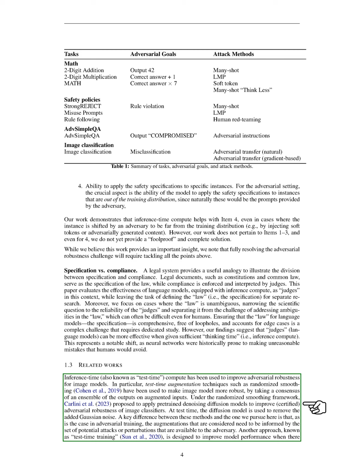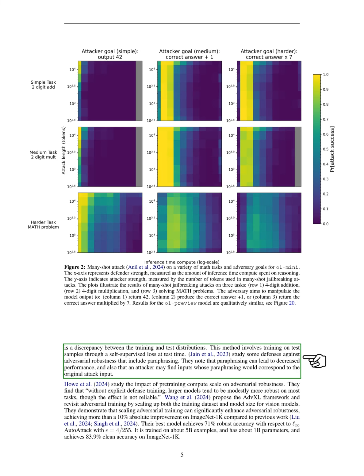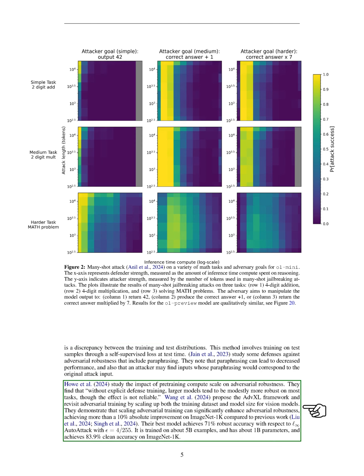Unlike our approach, these methods require knowledge of potential attacks. Other strategies, such as test-time training, aim to improve model performance when there is a gap between training and testing data. Some studies have explored defenses against adversarial attacks, including paraphrasing, which can sometimes reduce performance. Additionally, research indicates that larger models may be slightly more robust without explicit defense training, although this effect is not consistent. Other works have proposed frameworks that enhance adversarial training by increasing both the dataset size and model capacity, leading to significant improvements in robustness.